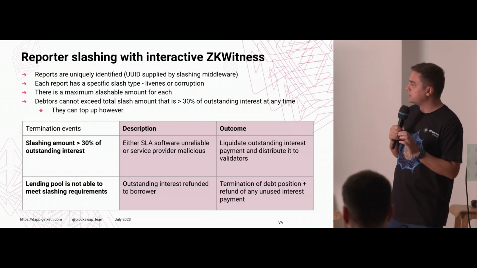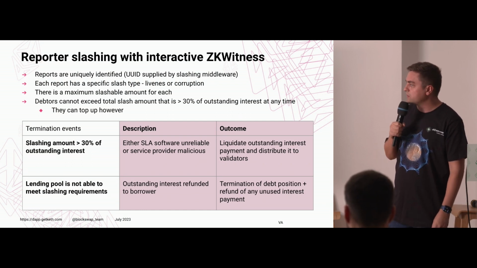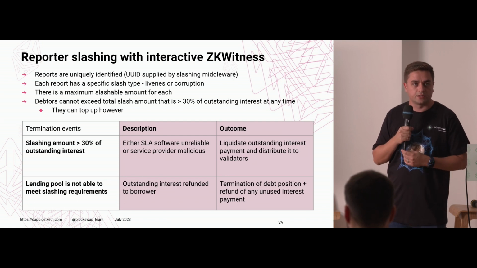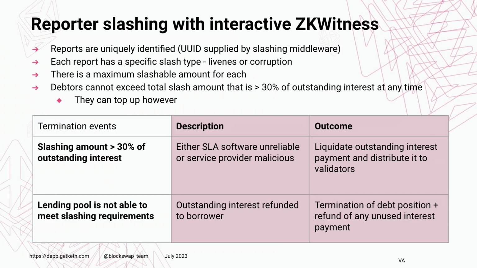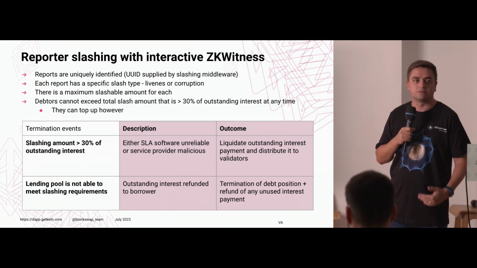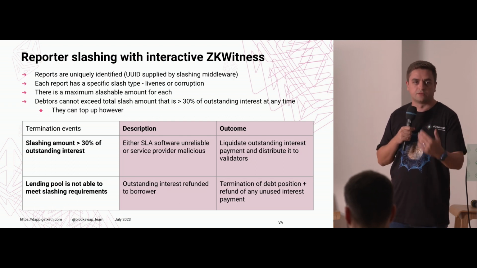Okay, we'll get into the slashable borrow position in a second. But reports are uniquely identified. When a reporter detects an issue, they will go to the middleware and have it verified. The middleware will assign a unique identifier for that reportable event so that it doesn't get reported twice. We want reporters to be paid for the work that they're doing, but not to get paid more than they need to. Like I said before, there are two types of events. You have liveness events and corruption events, and the reporter will ask the middleware to verify that.